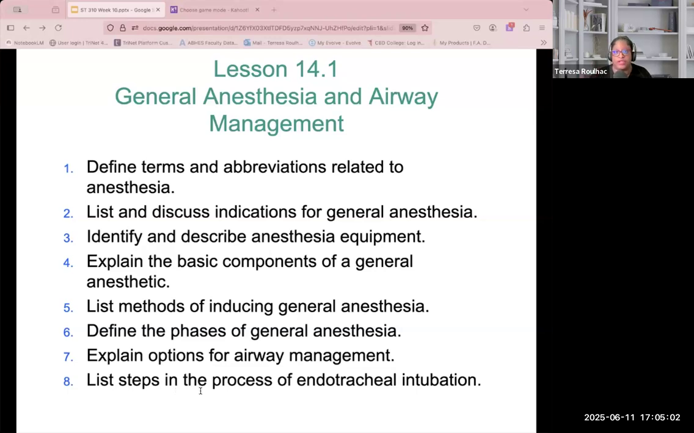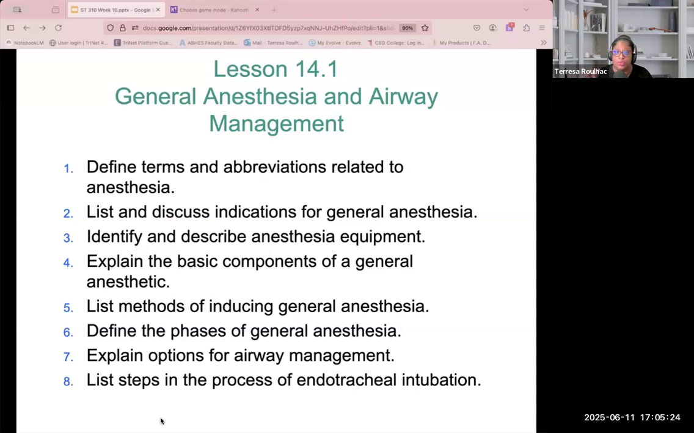Now, keep in mind, if you're at a small surgery center or like a smaller facility, you may be required to kind of help like get the anesthesia cart turned over in between cases. So kind of like keep that in mind. We're going to look at basic components of general anesthetic, methods of inducing general anesthesia.